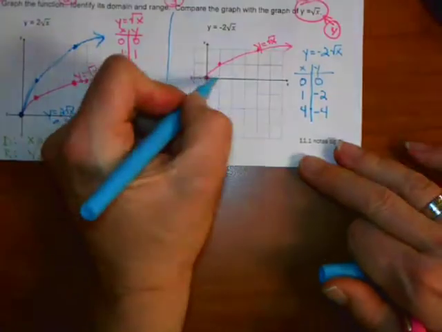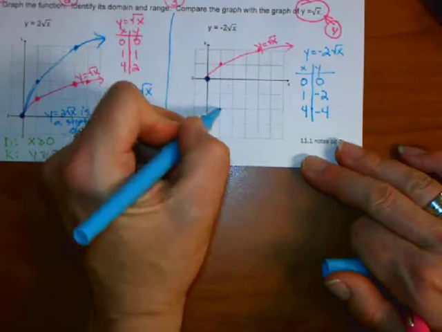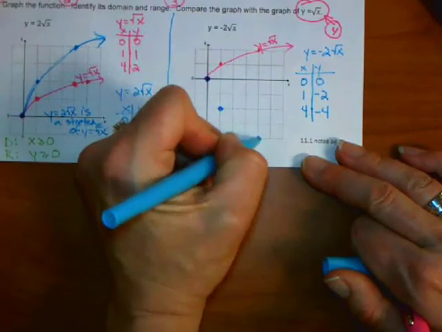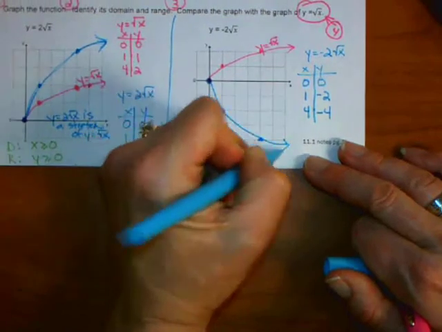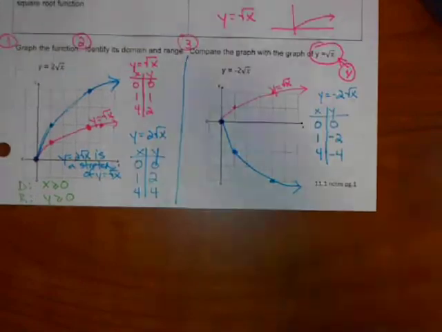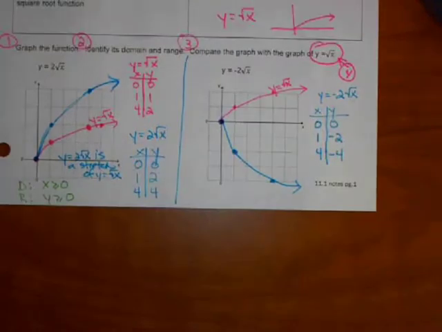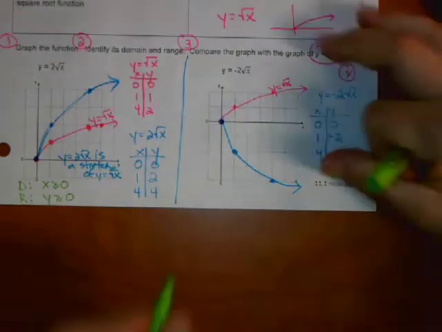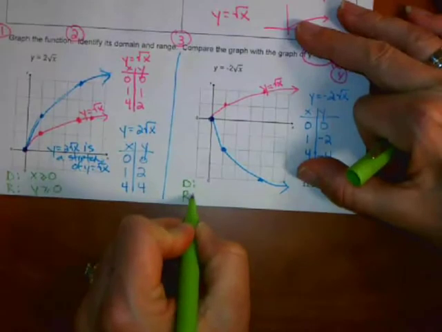So let's graph those points. 0, 0, over 1 down 2, over 4 down 4. Look at that. So what caused that to happen? The negative. All your y values became negative. So we're not done. Come on now, you're not flipping the page already. We've only done half of it. We did the parent function. We graphed the function. Now let's do domain and range.